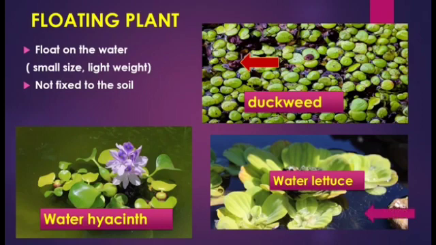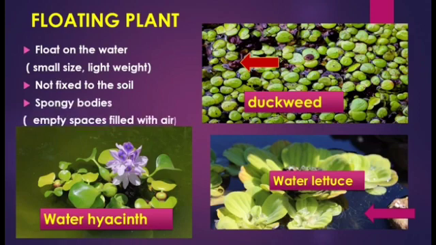In the picture of water lettuce, you can see the roots very clearly. The roots are floating inside the water, but they are not fixed to the soil. Now these floating plants have spongy bodies which have empty spaces filled with air. This adaptation helps them to float on the water because it makes them light. In the water hyacinth, you can easily see the spongy bodies.